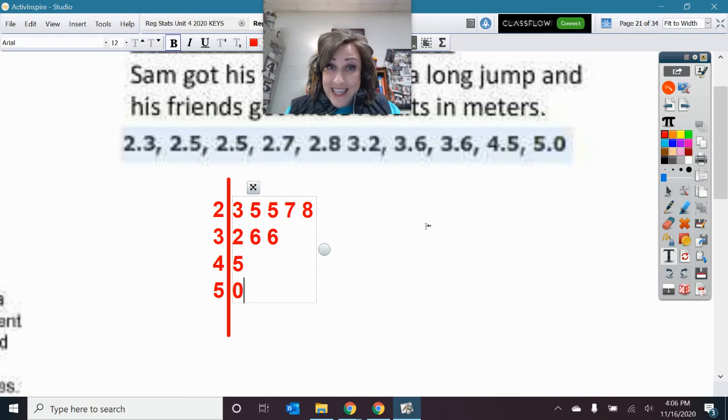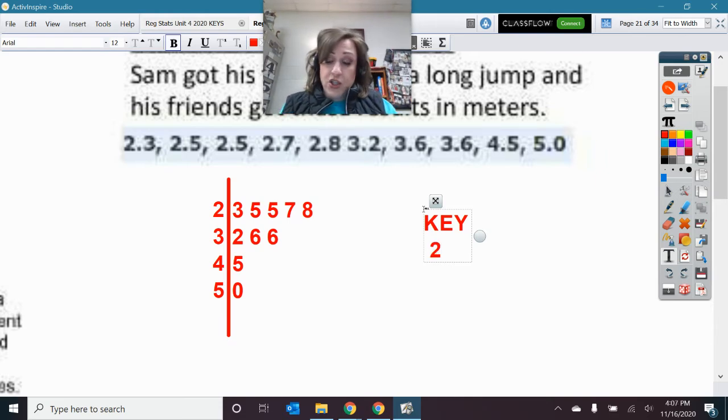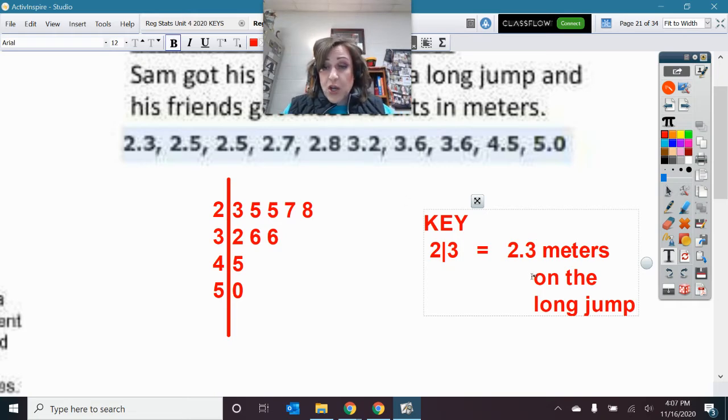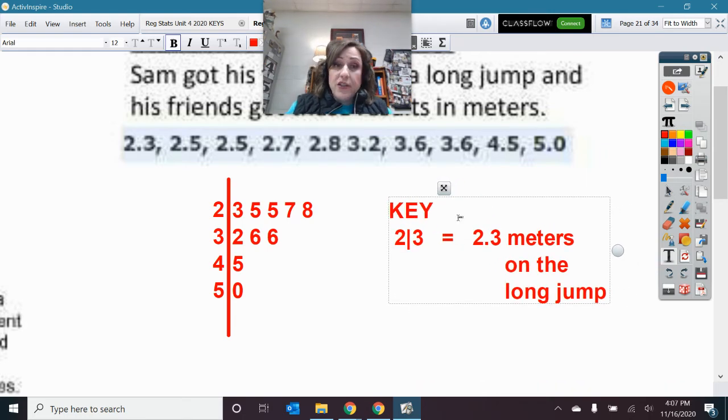Now what? Now the key. And you'll see why this is so important. So when we say, okay, this is the key, and I've got this. Would you just pick one of these ones over here on the left? So I'm going to say 2, and the line, and then 3. And so what does that represent? That equals a 2.3 meters on the long jump. So the context is important. Okay, remember this class is all about the context, math context. Okay, so that is how you do that.